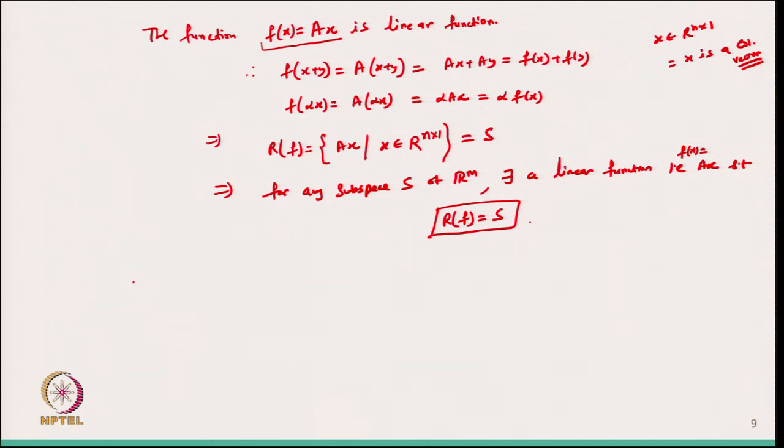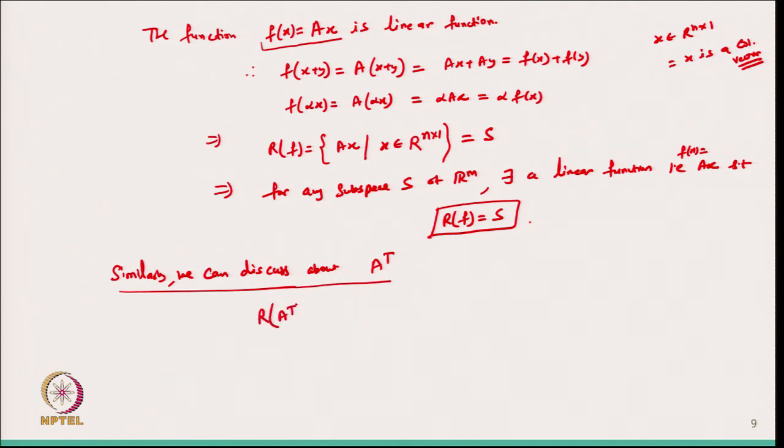Now, we have discussed this thing. Similarly, we can discuss A transpose. If I take A transpose, then I can define the range space of A transpose. So, what is going to be there? Now, if my A is m cross n, then we know that A transpose will be a matrix, suppose it is matrix B, so it is n cross m.